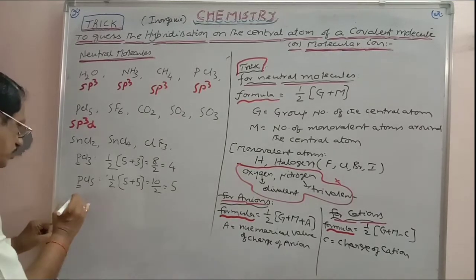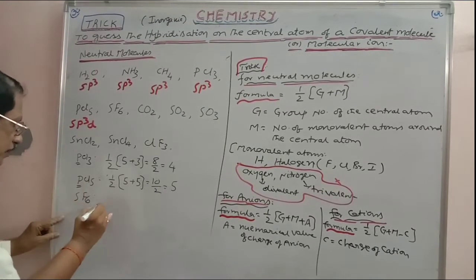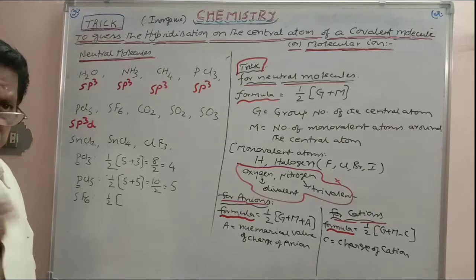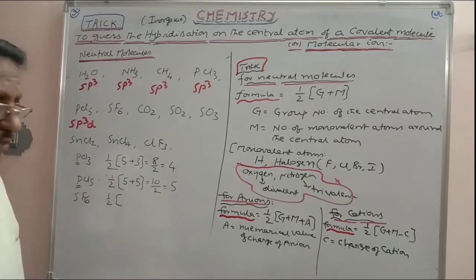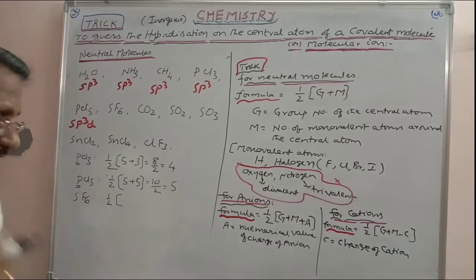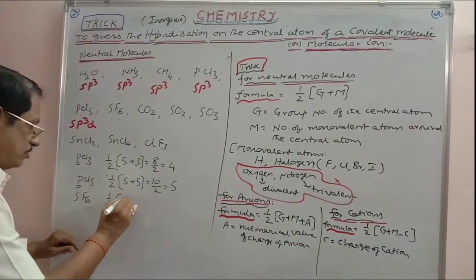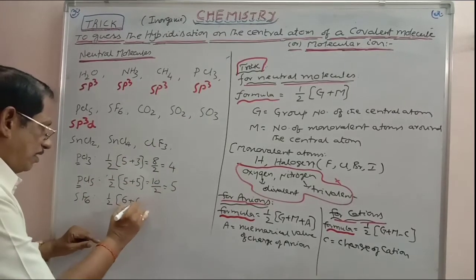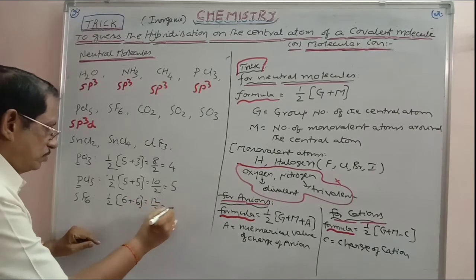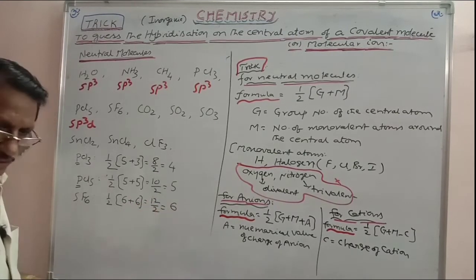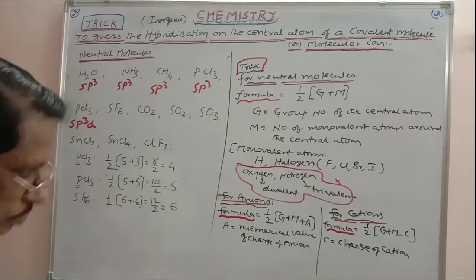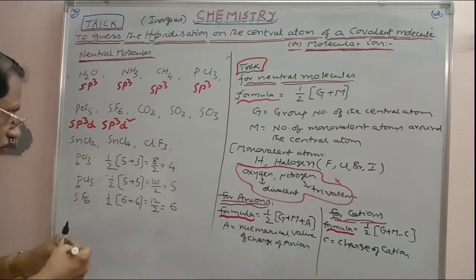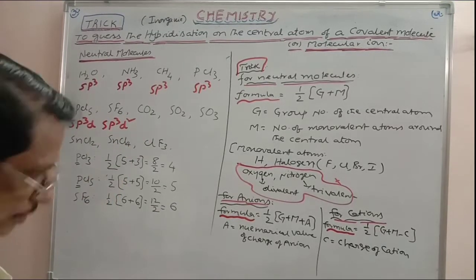In the case of SF6, once again we will take half into sulfur, from the oxygen-sulfur family, that is the 6th group. Sulfur belongs to the 6th group. Surrounding atoms are fluorines. All the fluorines are monovalent; halogen is always monovalent. So sulfur is 6th group. How many surrounding monovalent atoms are there? 6. M is equal to 6 here. Half into 6 plus 6, 12 by 2, that is equal to 6. And 6 means one s, three p and two d. So what is the hybridization here? sp3d2. Okay. Next.